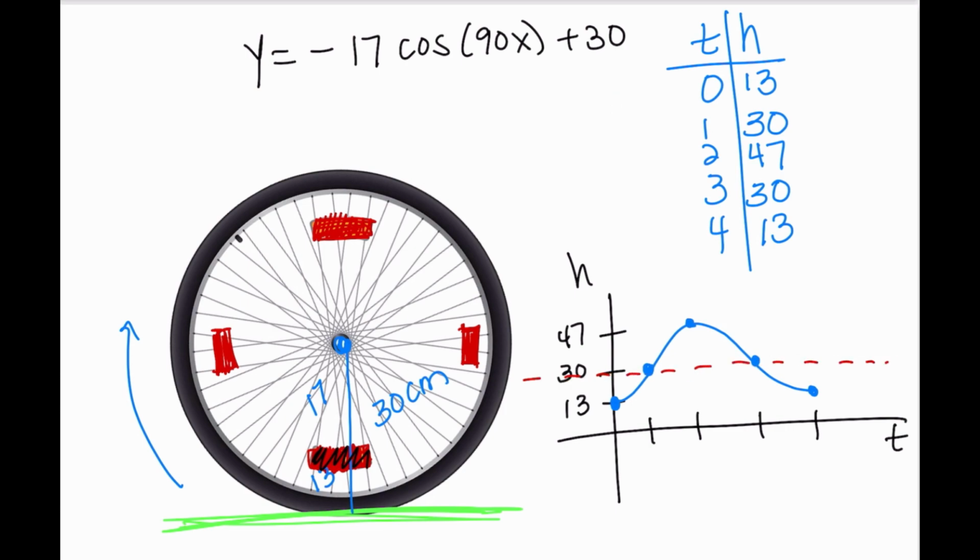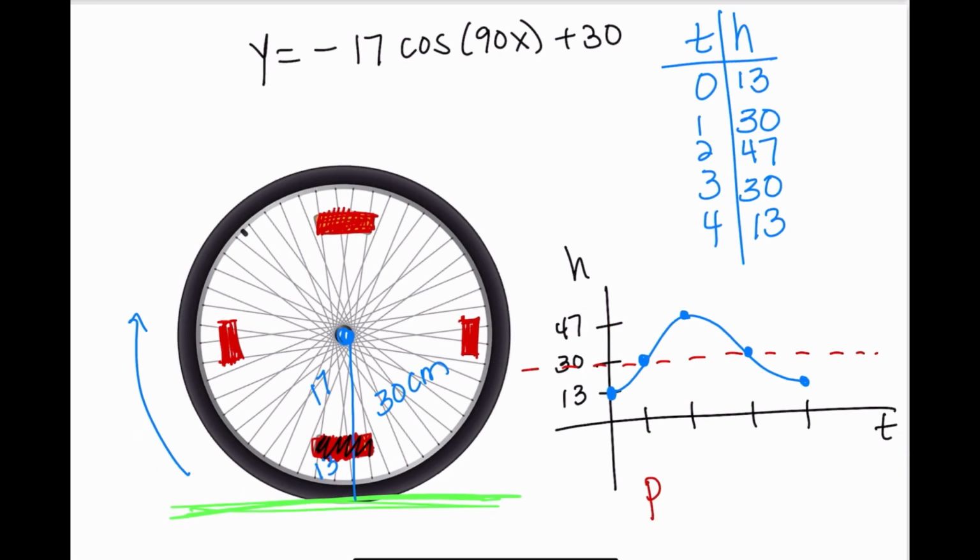Also, from this principal axis, I'm going up 17, down 17. So 17 is my amplitude. And because the period is equal to 4 seconds, and we know that 360 divided by B has to equal 4, then I know that it has to be divided by 90. So B is 90.